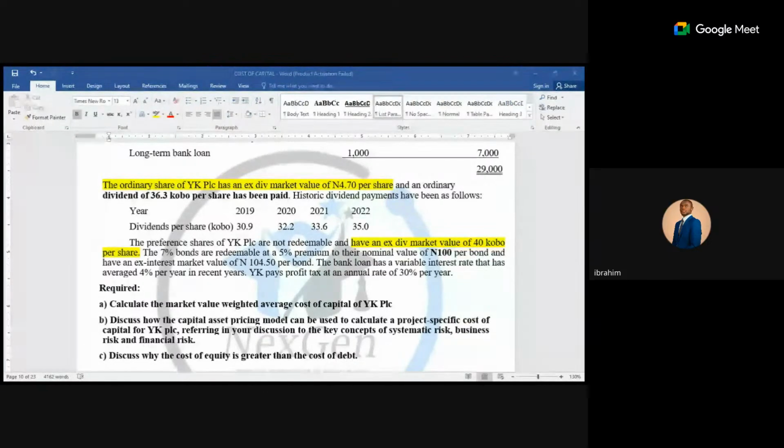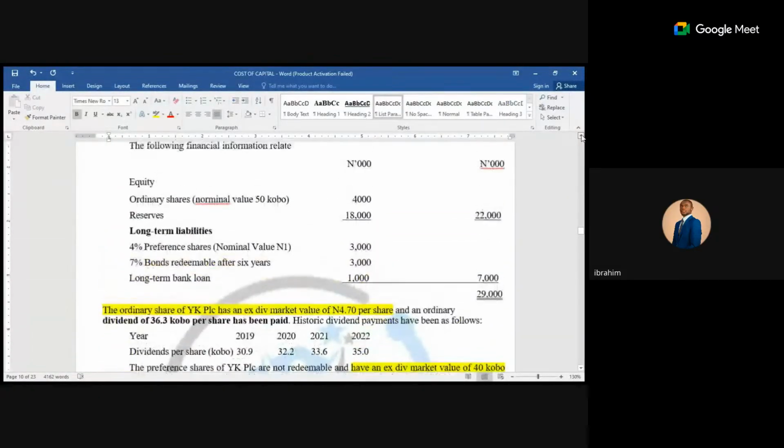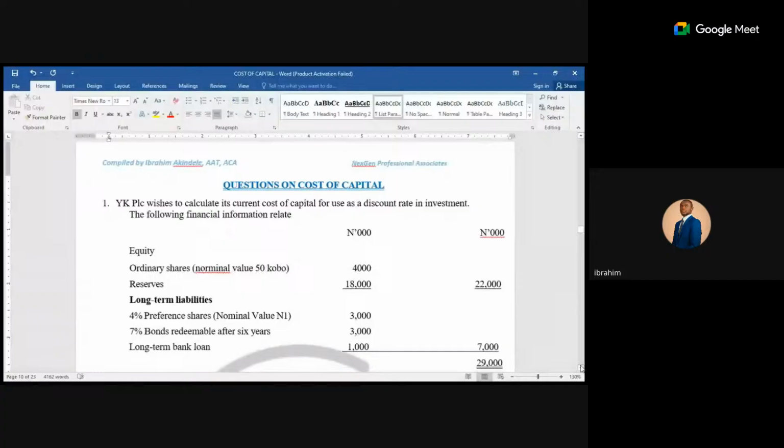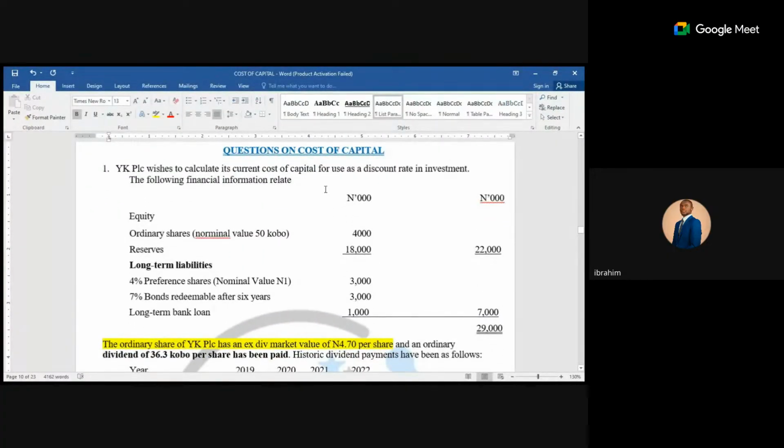Now, the first one is the weighted average cost of capital. YK PLC wishes to calculate its current cost of capital for use as a discount rate in investments. We calculate the cost of capital before investment appraisal because you may need to determine the weighted average cost of capital that you will use to discount the project. The question says YK wishes to calculate its current cost of capital for use as a discount rate in investment.